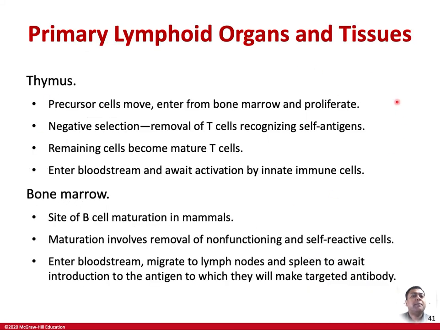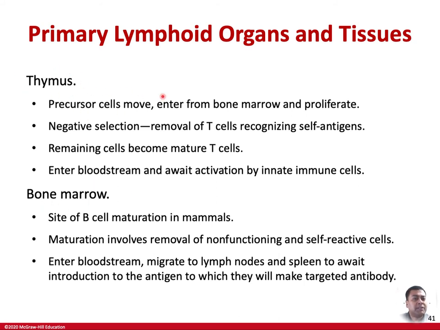So what are the primary lymphoid organs and tissues? Let's take a look at the bone marrow first. We will come back to the thymus second. Bone marrow is responsible for producing all of the lymphoid progenitor cells, which will become the T cells and the B cells. Again, repeating, the bone marrow is the only place where all the immature T cells and B cells are produced. Once they are produced, we go to the thymus.